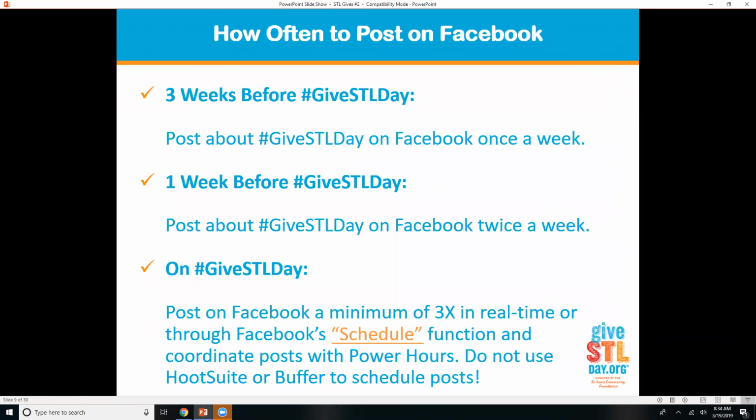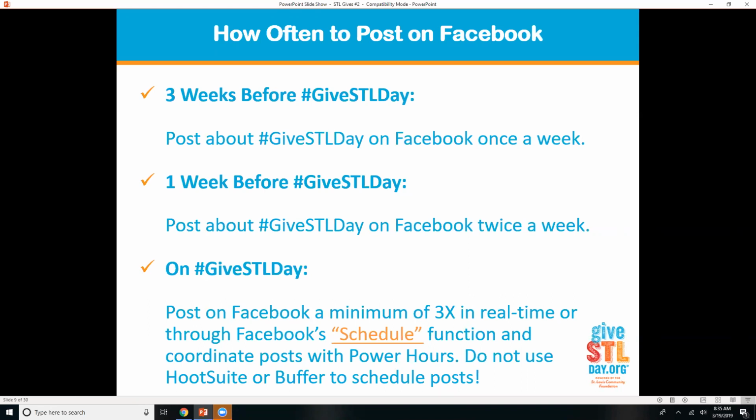The week before, if you're going to post 4 times that week on Facebook, make it twice about Give STL Day. It's coming. Become a social media ambassador. Here's a special thing we're going to be doing in the community on Give STL Day. Whatever it is, but twice a week and the week before.